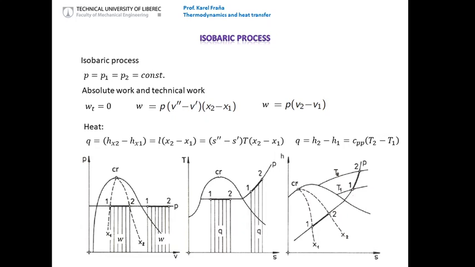Just below you can see this process indicated in the three basic diagrams. In the PV diagram, the surface below the line indicates the absolute work. In the TS diagram, the same, the surface corresponds to the amount of heat, and the enthalpy entropy diagram is used just for the calculation. From this diagram you can find the value of the enthalpy, and if you can express the difference of the enthalpy, you will be able to express directly the amount of heat.